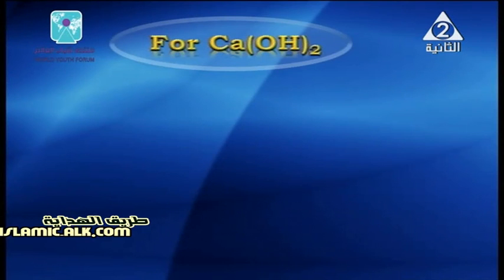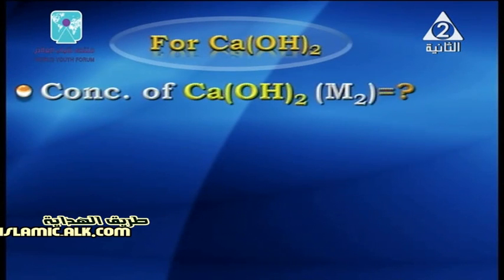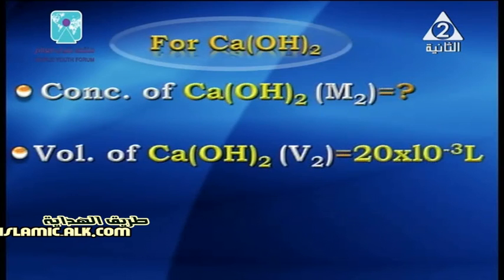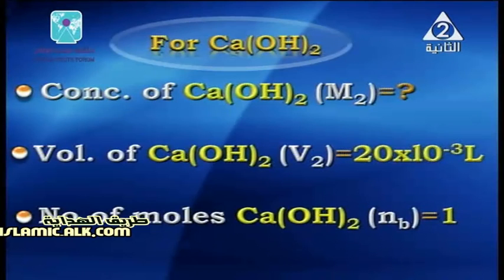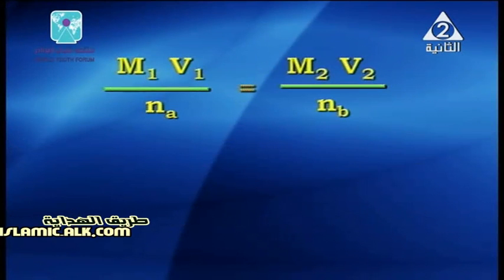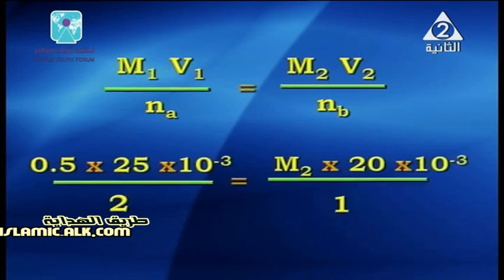For calcium hydroxide, the concentration M2 is unknown. The volume of calcium hydroxide V2 equals 20 times 10 to the power negative 3 liter, and the number of moles of calcium hydroxide Nb equals 1. Now we can use the relation M1 V1 over Na equals M2 V2 over Nb. So by substitution, 0.5 times 25 times 10 to the power negative 3 over 2 equals M2 times 20 times 10 to the power negative 3 over 1.